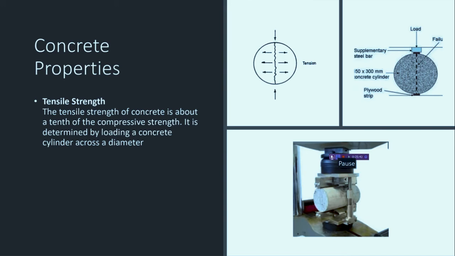And then here we have tensile strength. The tensile strength of concrete is about a tenth of compressive strength. So maksudnya 1/10 daripada compressive strength. So it means that compressive strength of concrete is much higher daripada tensile strength. That's why kita akan tambah reinforcement bar inside concrete untuk menghasilkan reinforced concrete so that it can resist both compressive and tension force. It is determined by loading a concrete cylinder across its diameter.